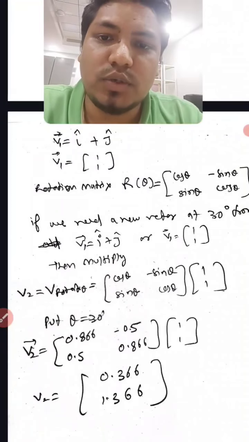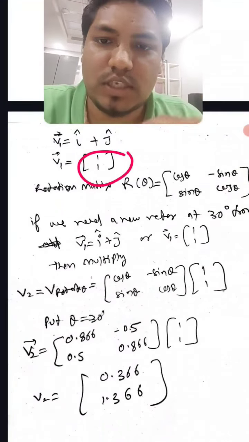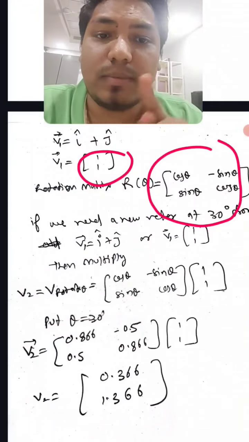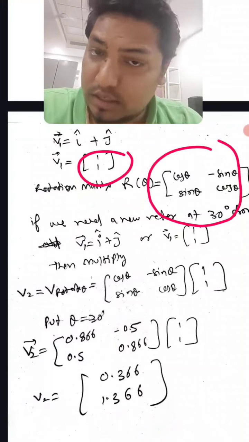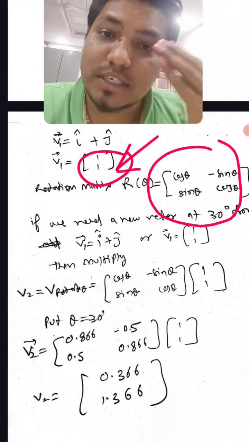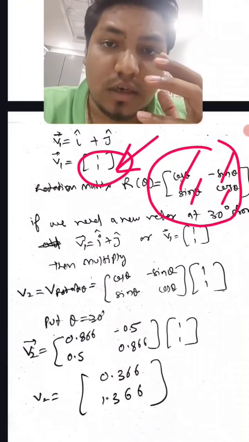Okay, so after that you take from i and j itself, you take this (1, 1) because the coefficient of i is 1 and of j is 1. After that you should know that the rotation matrix is a separate matrix to rotate the vector: cos theta, minus sin theta, sin theta, cos theta. Okay, if you need a new vector at a certain angle, then you do one thing. In this previous vector, at whatever angle you want the new vector, just put that angle in this matrix and you will get a fresh new rotated vector.